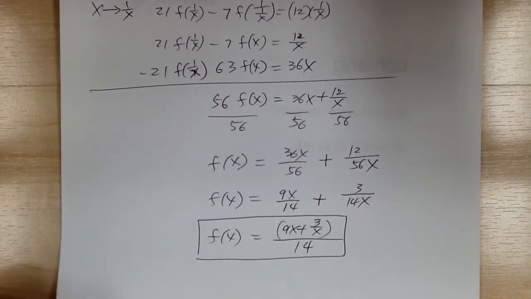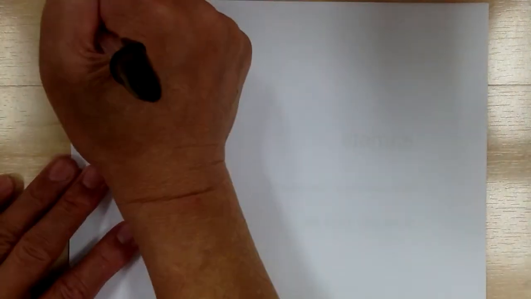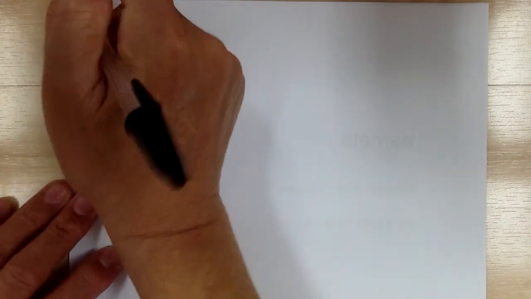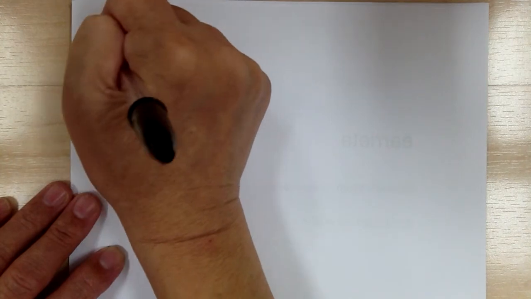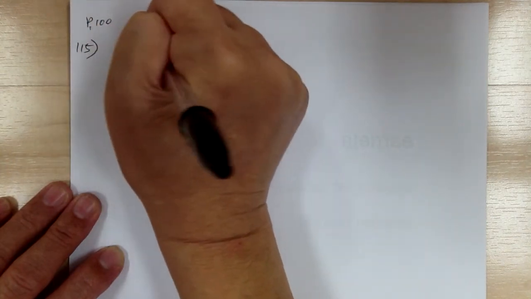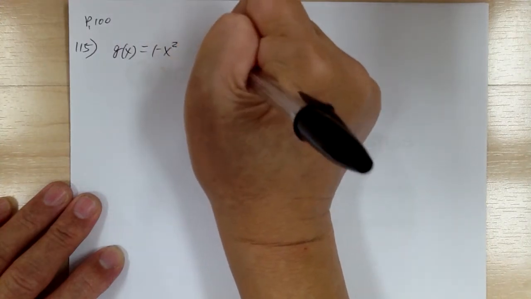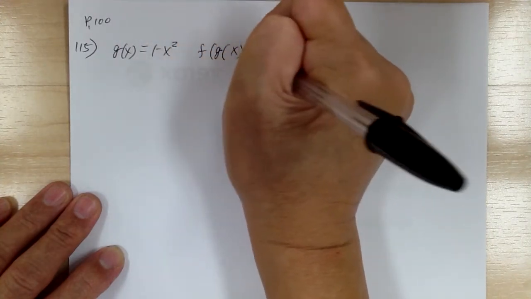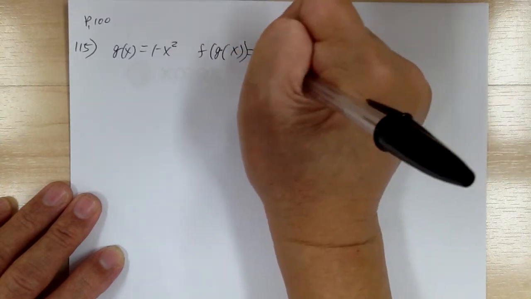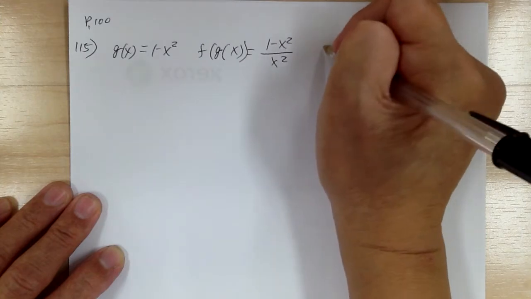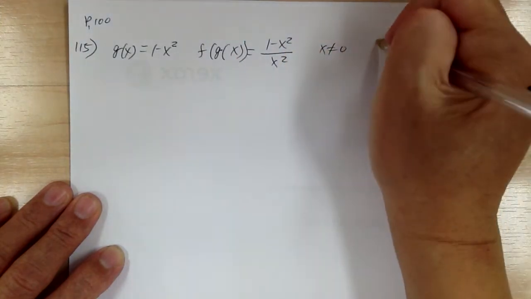Okay, let's go to the next one. It says if g of x equals 1 minus x squared, and f of g of x is equal to 1 minus x squared over x squared, and x cannot equal 0 because it would make this undefined, then you're looking for f of 1/2.